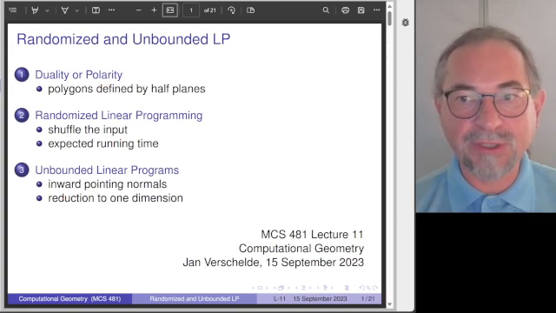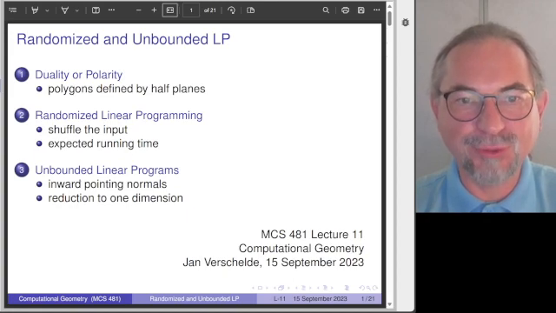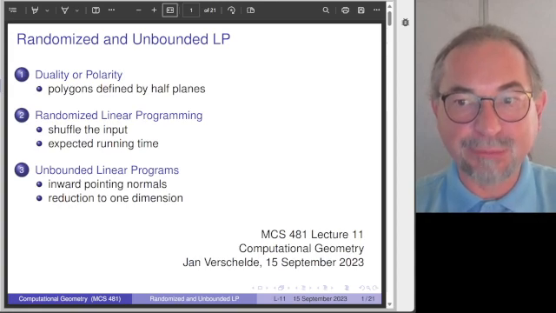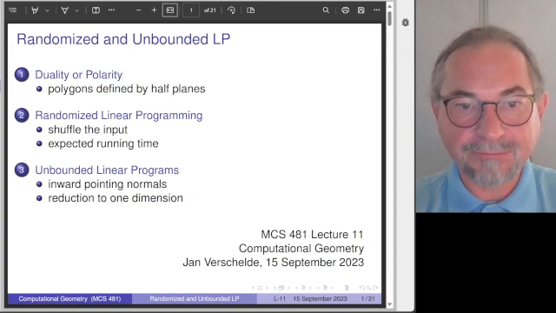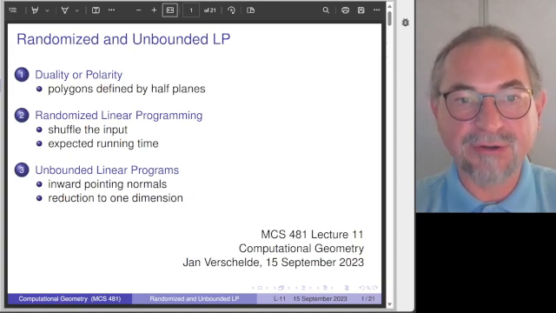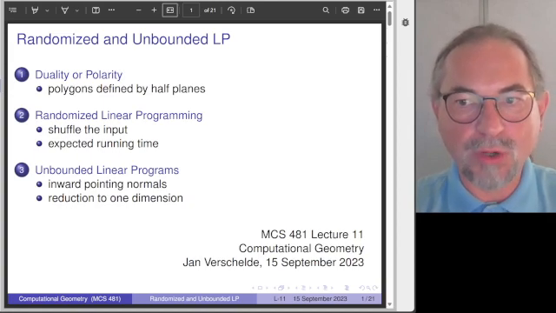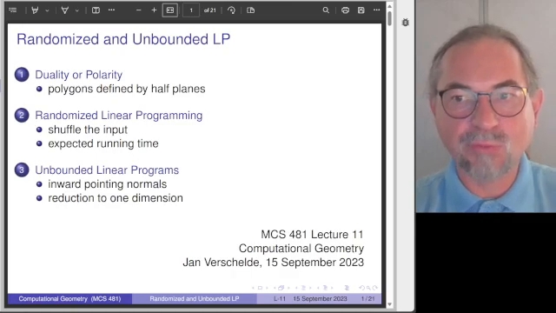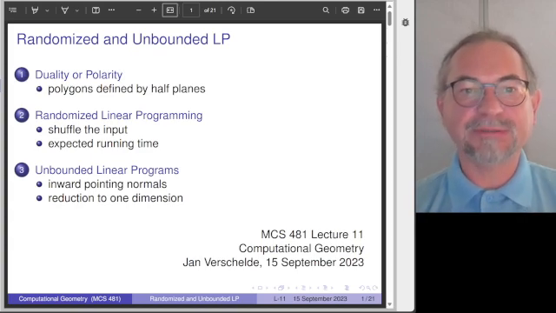So in this lecture we close off our treatment of the geometric view of linear programming in two dimensions. Last time we had a disappointing cost of a square in the number of half planes. We will see that with randomization we can get a much better running time. We will also deal with unbounded linear programs. These are optimization problems where the feasible region, a polygon or polyhedron, is not bounded.